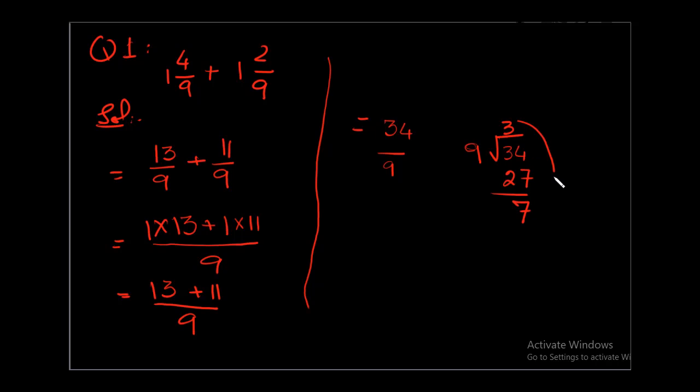Next we have to follow the cyclic method that we discussed earlier in a previous video. So the answer will be 3 whole 7 by 9. This is the final answer of the above question.